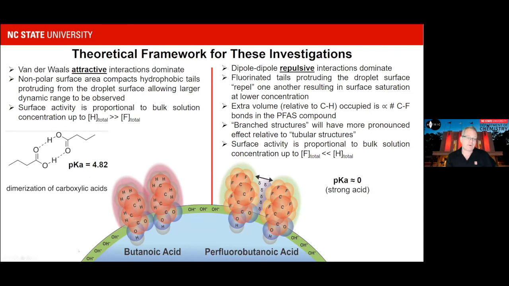On the bottom here, I'm showing what the surface of a droplet might look like. These are ionized in negative ion mode, so through the reduction of water, we have hydroxide anions on the surface. But the PFAS molecules themselves are going to repel one another, so they're going to occupy the droplet surface at a much lower concentration. So when does the surface concentration no longer represent the bulk concentration? We think it's going to happen faster for perfluorinated compounds.